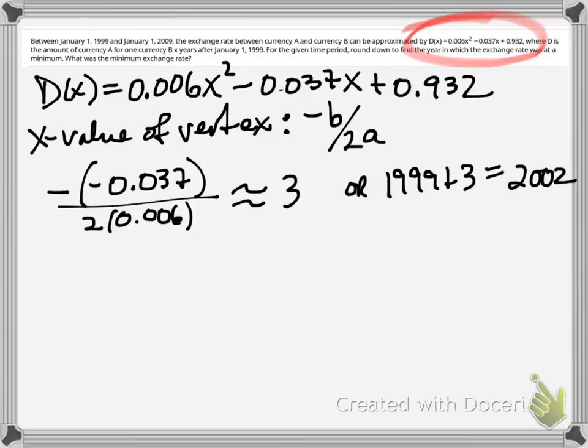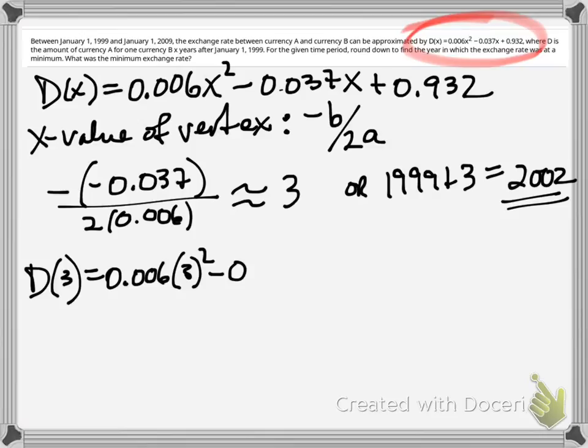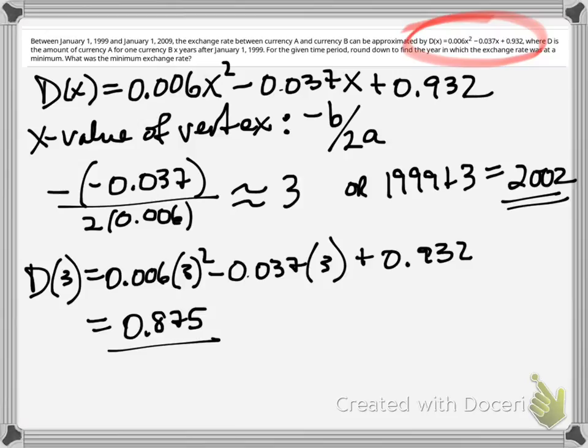All right, what was that exchange rate? If we take that value 3 that we just found and plug it into the function, substituting a 3 everywhere you see an x, you're going to find that the exchange rate was 0.875.